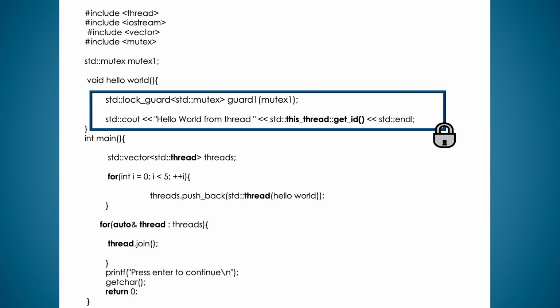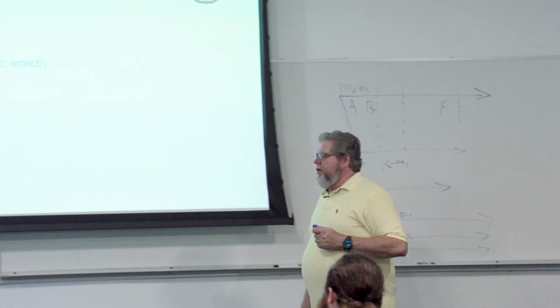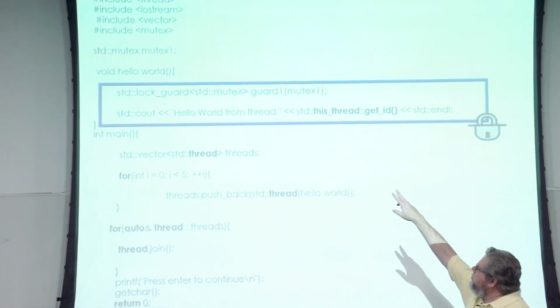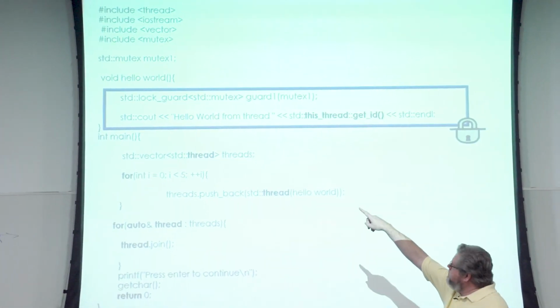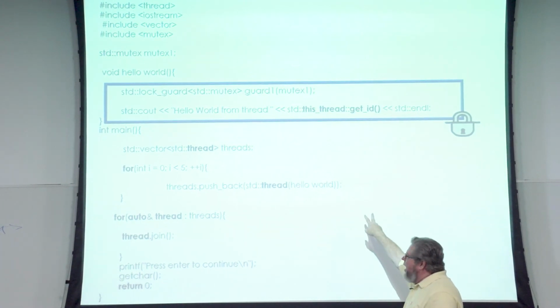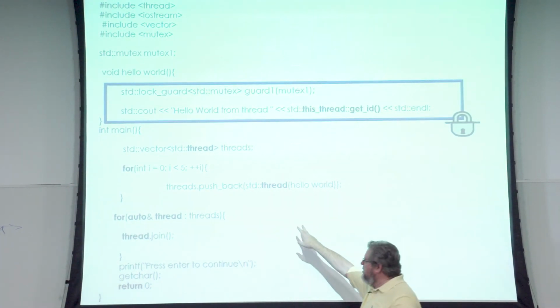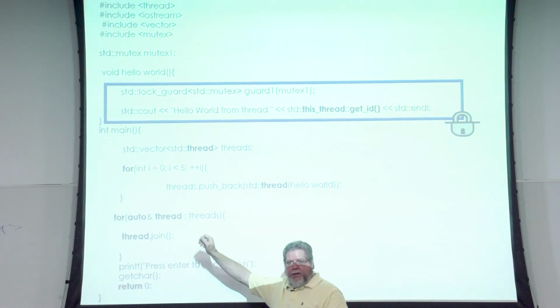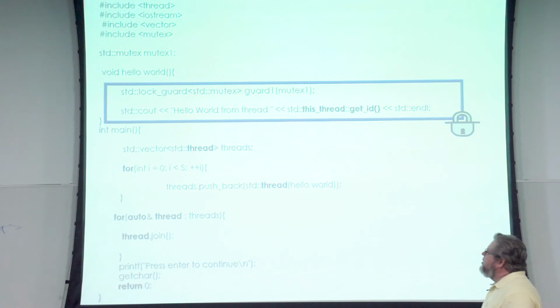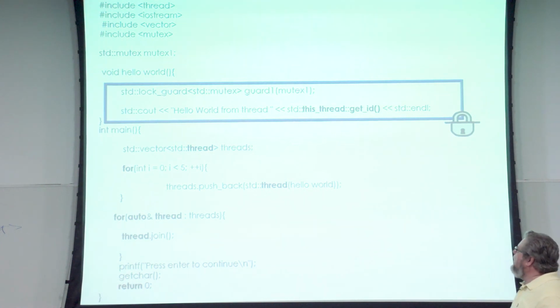This is the exact same thing we had before, but instead of using lock and unlock, I'm going to use a lock guard. So, thread, string, vector, mutex, none of that changes. Declaring a mutex called mutex1, none of that changes. The way I launch it doesn't change. The way I join it doesn't change. The only thing that changes is up here inside my function. Before I start printing out hello world from thread, I put in a lock guard.